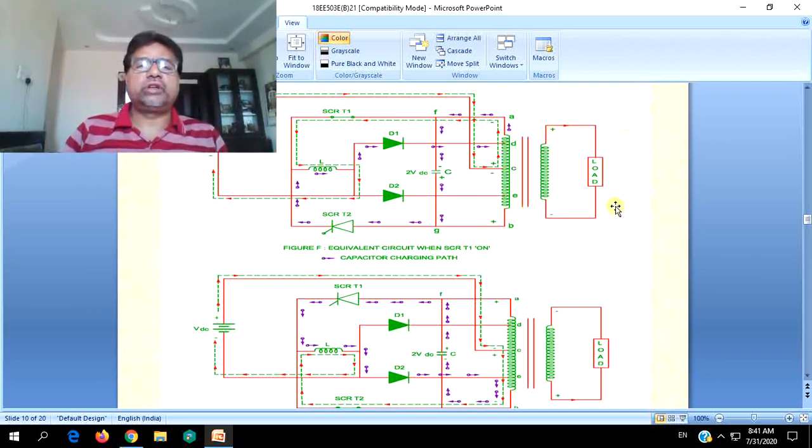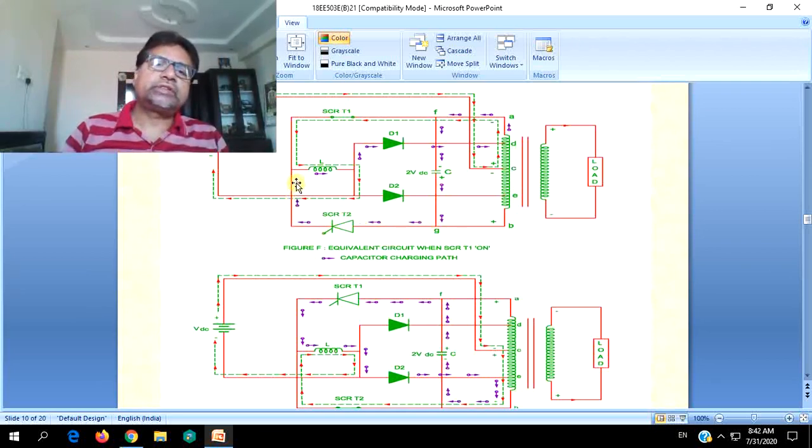Voltage will be a squarish or rectangular wave, and the capacitor gets charged to 2 VDC. Once the capacitor gets charged to 2 VDC, T2 will be turned on. Once T2 is turned on, it acts like a short circuit. With the capacitor's lower plate being positive, it now starts to discharge. Now the capacitor discharges along these violet or bluish arrows in the given direction.